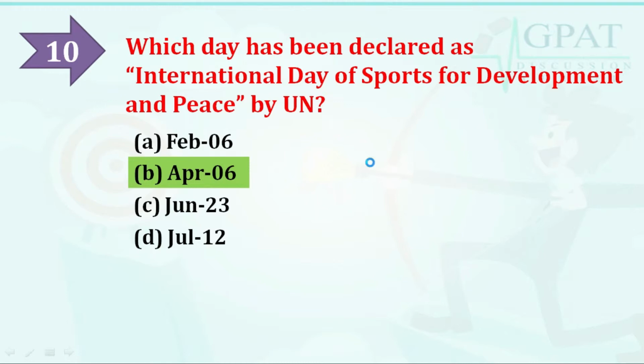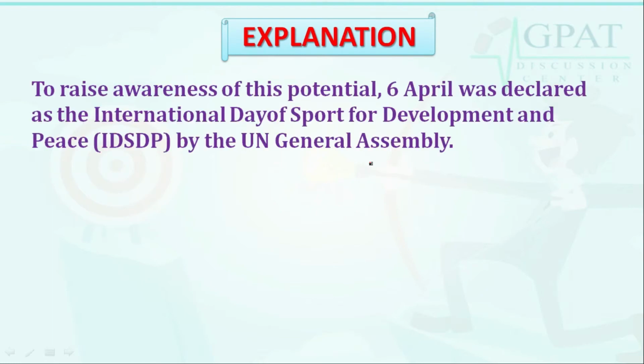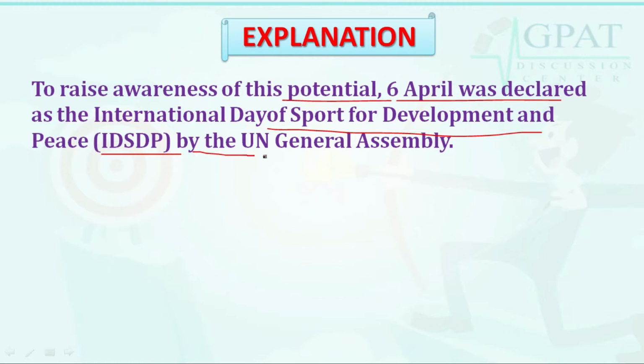Let's discuss with the help of explanation that to raise awareness of this potential, 6th April was declared as the International Day of Sports for Development and Peace, that is IDSDP, by the United Nations General Assembly. So the correct answer is 6th April.